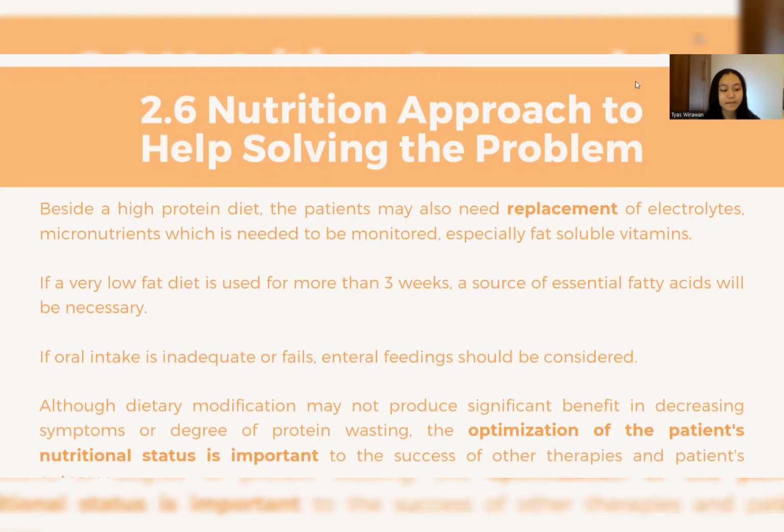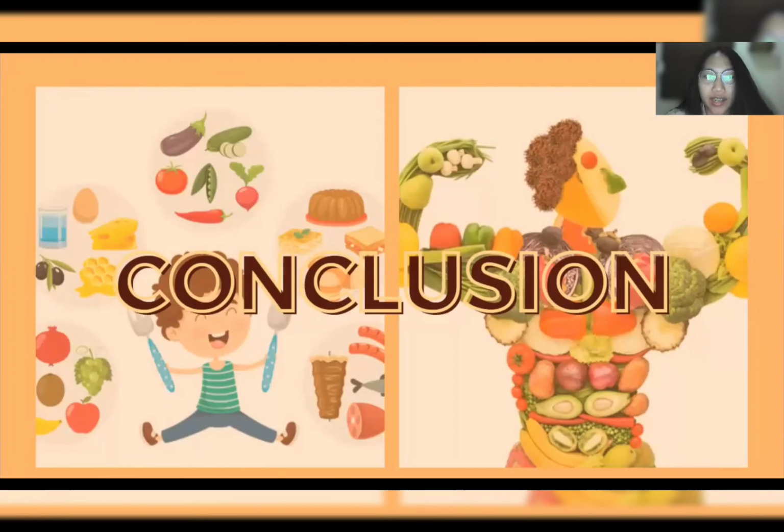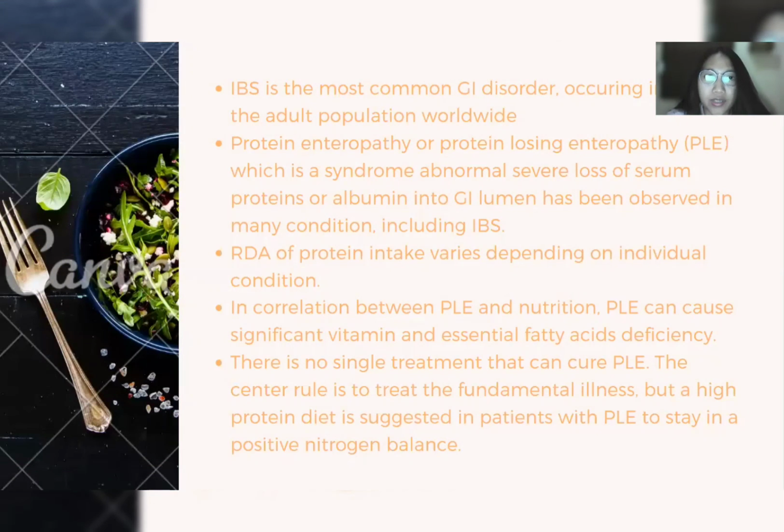Thank you. My name is Putu Ninda Dewi Rahadi, and I would like to explain the conclusion of our student project. Irritable bowel syndrome, or IBS, is the most common gastrointestinal disorder, occurring in 11% of the adult population worldwide. Protein enteropathy, or protein-losing enteropathy, or PLE, which is a syndrome of abnormal severe loss of serum proteins or albumin into the gastrointestinal lumen, has been observed in many conditions, including IBS.